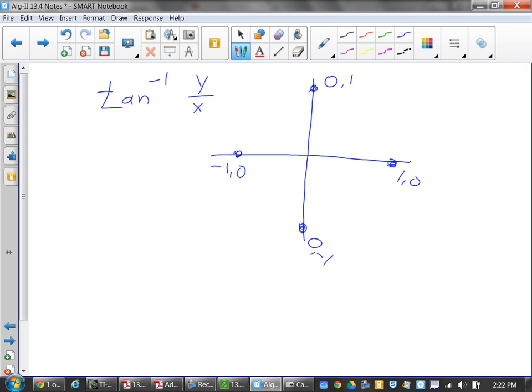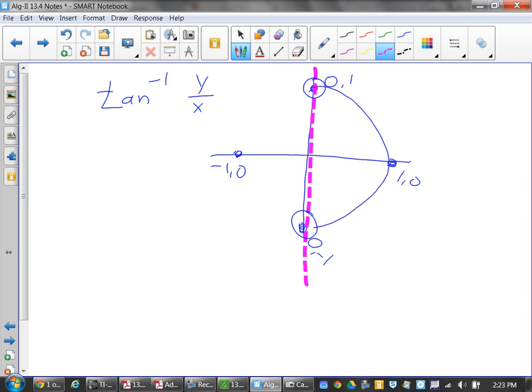Now, on my vertical quadrantals, can I have a tangent? Can't, because I'm dividing by 0. So what happens here is that you wind up with a vertical asymptote. At pi over 2, or negative pi over 2, your tangent is undefined because you cannot divide by 0. So the curve you're looking for will still be between these values, excluding pi over 2 and negative pi over 2, just going between the first and the fourth quadrants.